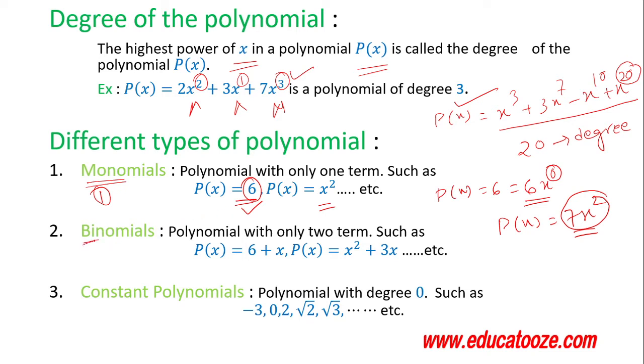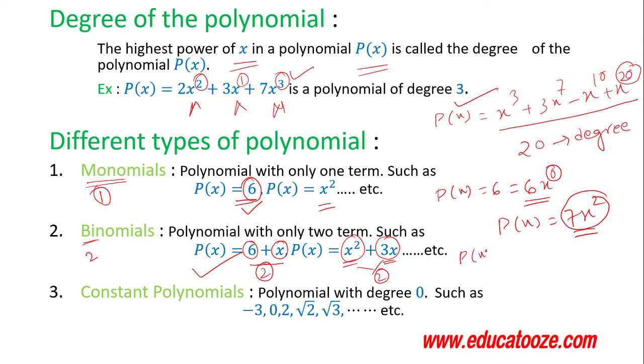Now let us see what is a binomial. Bi means two. That means a polynomial with only two terms, such as 6 plus x. 6 is one term, x is one term. So this polynomial contains two terms in total. That is why this polynomial is known as a binomial. Now if you see x squared plus 3x, x squared is one term, 3x is another term. So p of x contains two terms. That is why this kind of polynomial is known as a binomial.